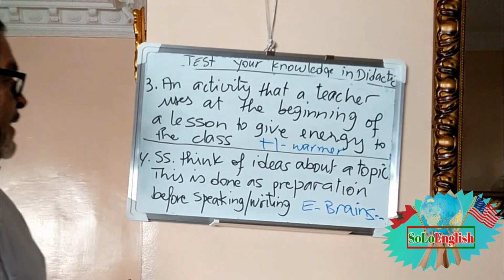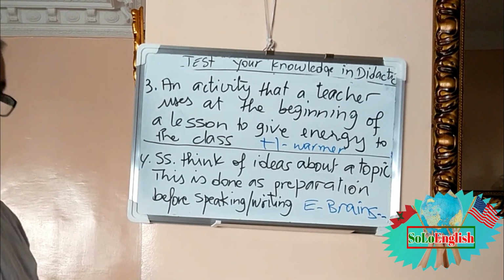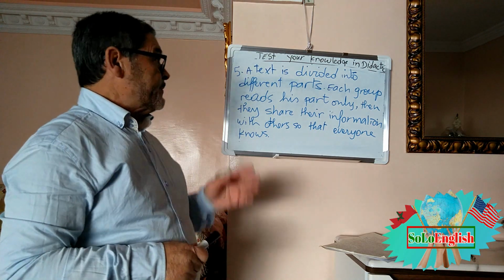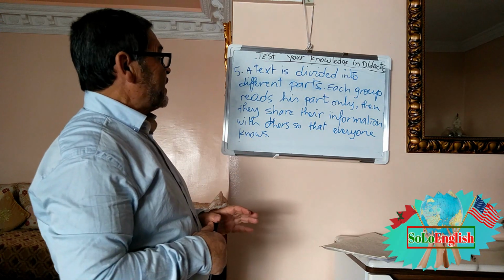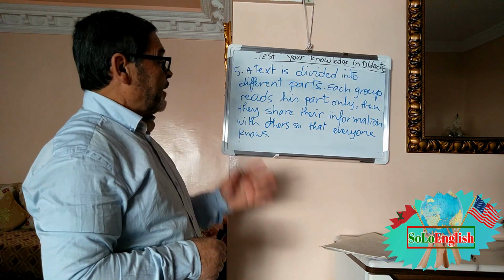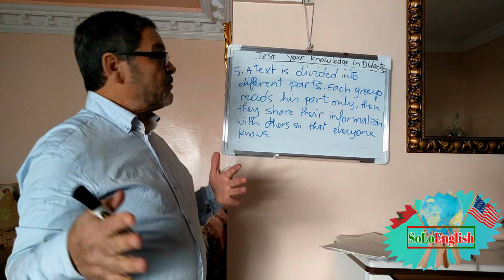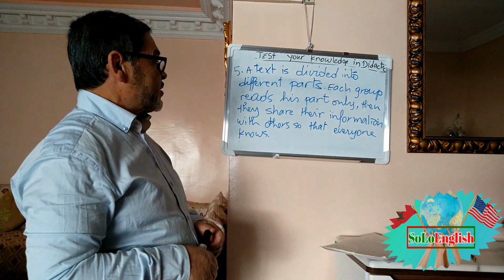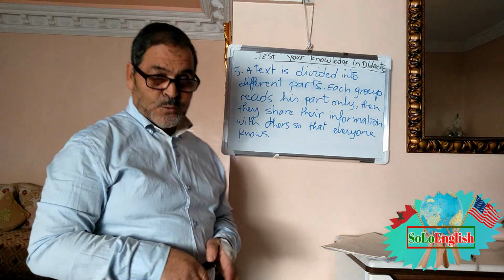Okay, this is the answer number 3, and number 4 we pass to 5. So this is the 5th sentence, number 5. It's a bit longer, so let's read it. A text is divided into different parts. It is done in groups. So each group reads his parts only, then they share their information with others so that everyone knows.